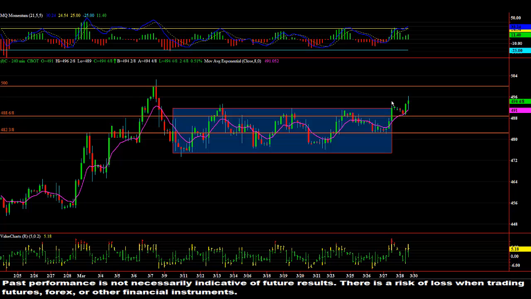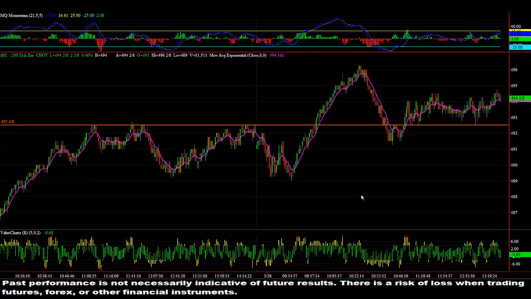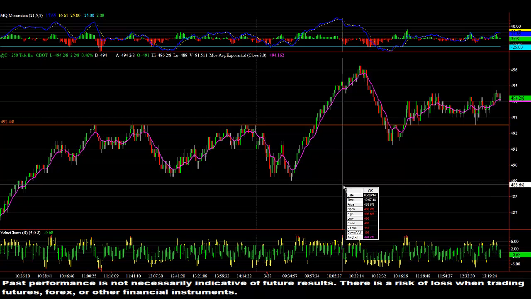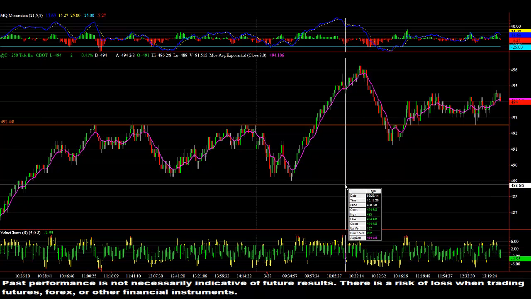So if you want to count this whole thing as a huge bounce up or a flag pull, then this is about as far as you want to go for retracement. So what we were doing, we were looking at the 250 tick chart and the 100 tick chart to try to get in on this trade. And that 488 and 6/8 level, you can see, is right in here. So we started to take notice whenever prices were pulling down there.